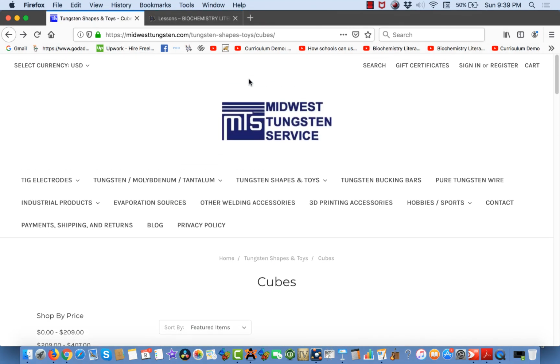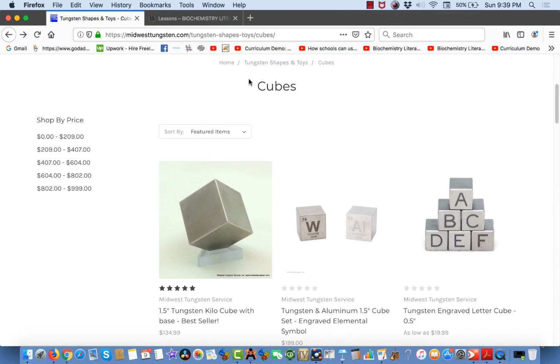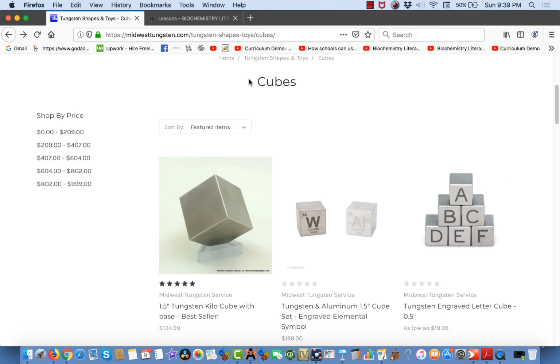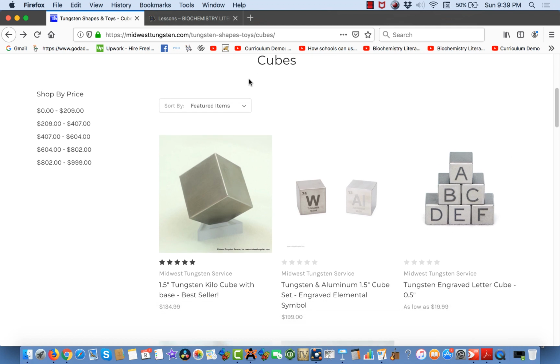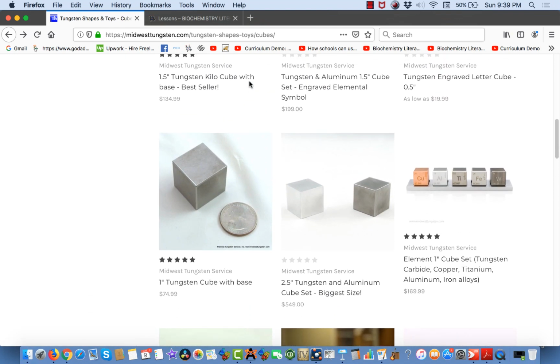The cubes that I purchased were from this company called Midwest Tungsten Service. And tungsten's a very impressive material because it's so heavy. It's incredibly heavy, much heavier than lead. It's expensive to buy, though, because it's very difficult to machine. So that's, I think, the main reason that tungsten's expensive. But this company is creating density cubes for this very purpose, for letting students experience the difference between these materials.